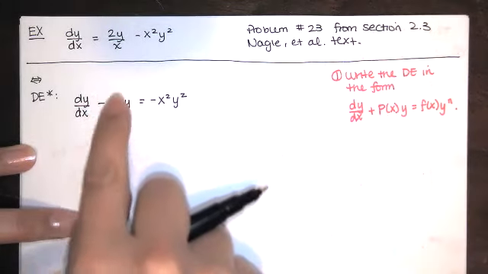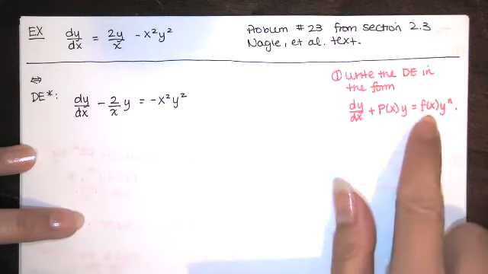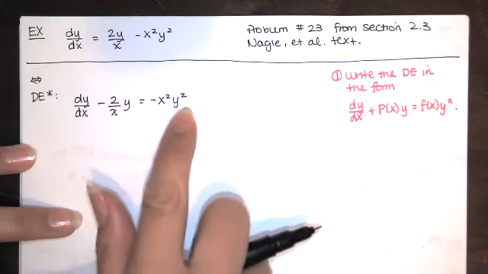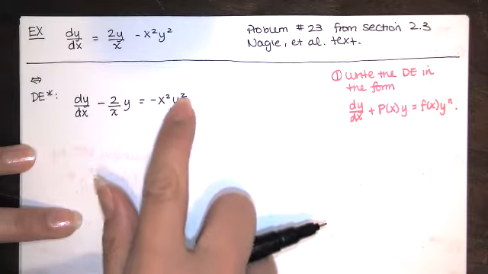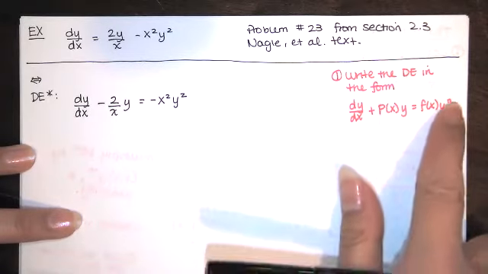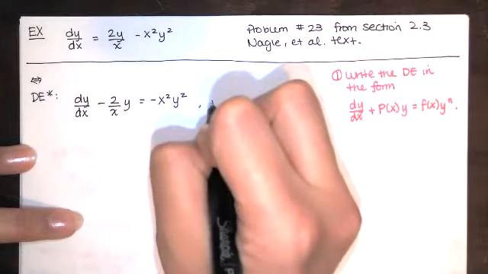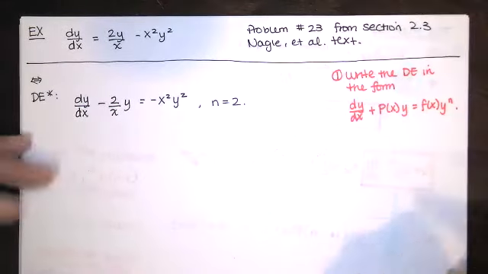The p of x is that negative 2 over x. The f of x is the negative x squared. And we've got a y to the second power over here. So that's the y to the n. So this is a Bernoulli differential equation with n equals 2.